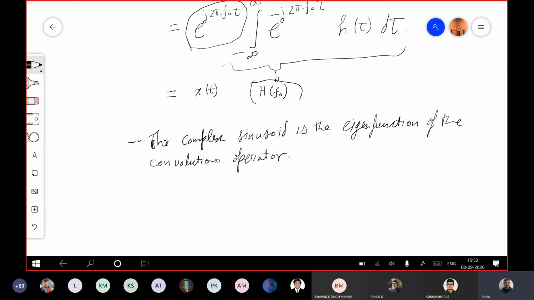So what happens in an n-dimensional case, when you multiply a vector with a matrix, is that for an eigenvector, the magnitude of the vector changes, but the direction does not change. Similarly, for an eigenfunction, the form of the function doesn't change, just its magnitude changes.